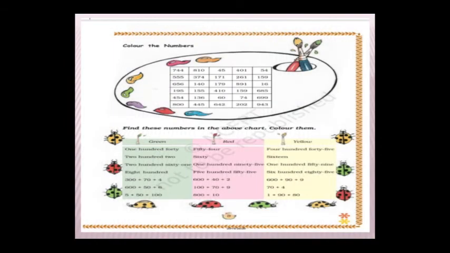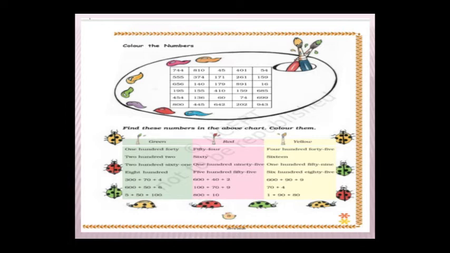Color the numbers. See here, you have to color the numbers given in the circle. In that circle some table numbers are given. What you have to do is find these numbers in the chart above and color them. In the chart above, you will find green, red and yellow colors. Some numbers are given, and you have to identify those numbers.